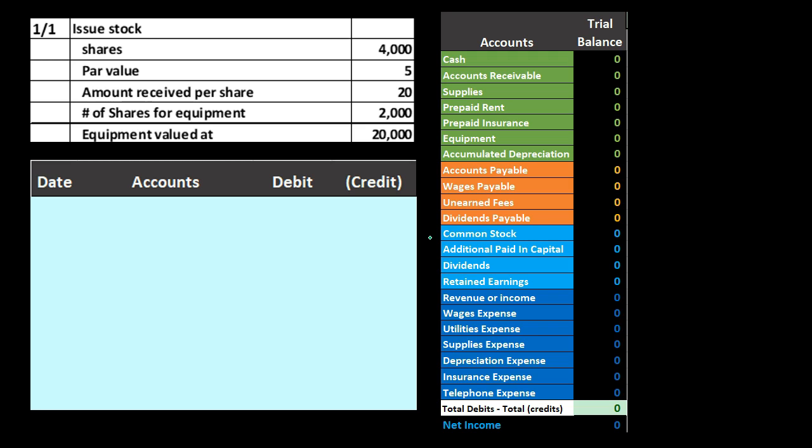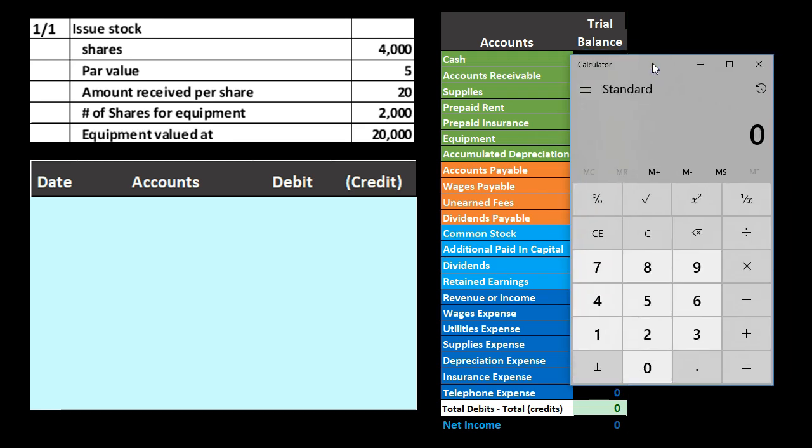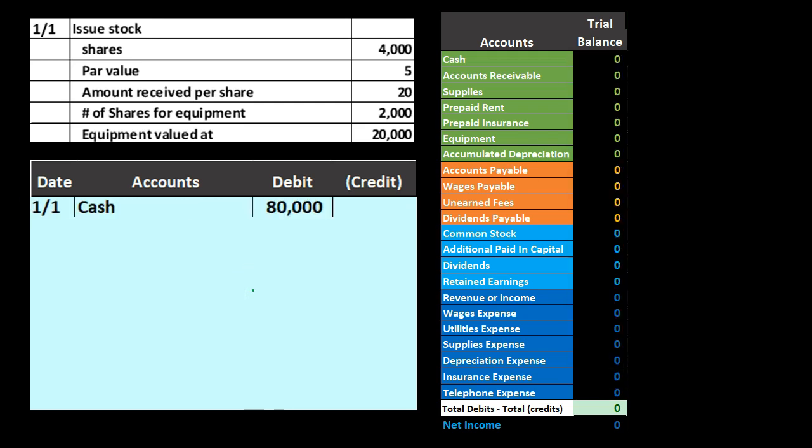So how would we think about that? Well, we're going to say we're going to issue this stuff. We got 4,000 shares of stock. So we're going to take the stock, 4,000, and I'll multiply that times the market rate, which is $20. 4,000 times 20 is going to be 80,000. So that's how much we're actually going to get. We're going to get $80,000.